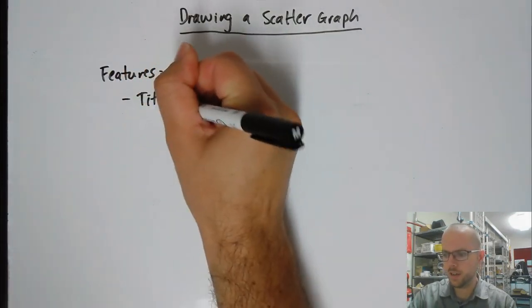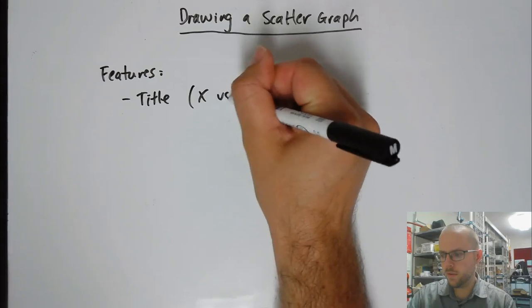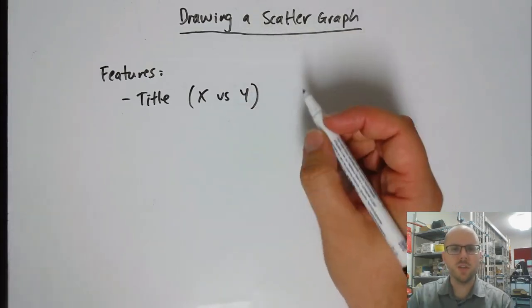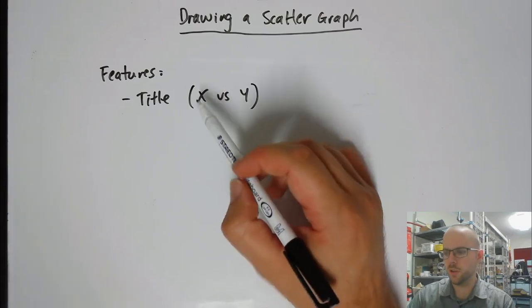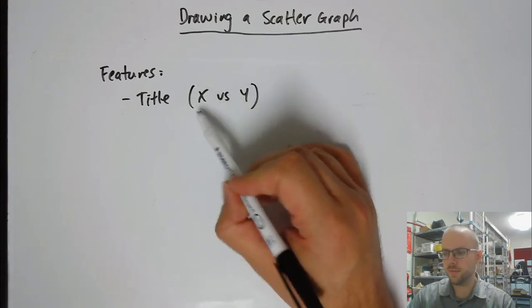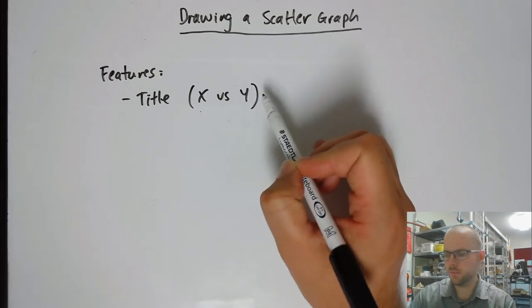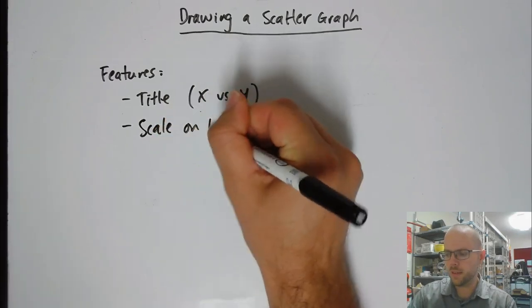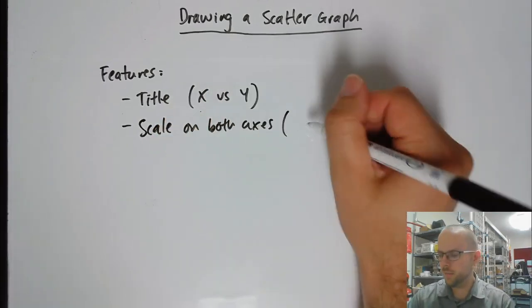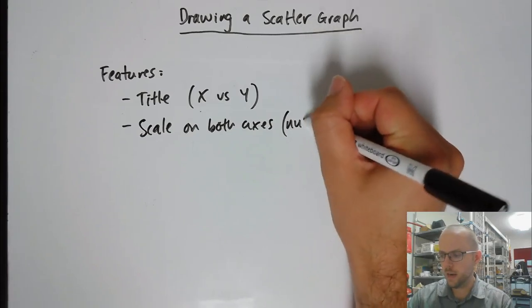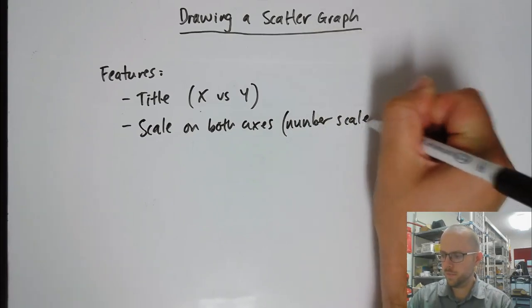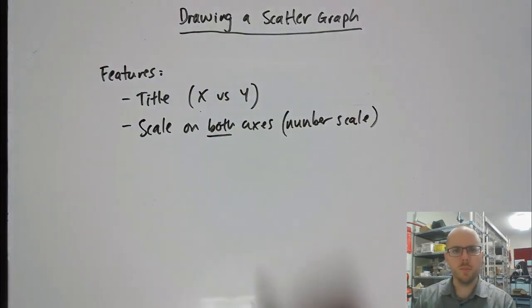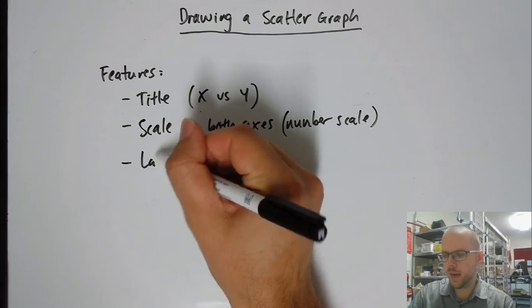It needs a title. Typically, the best titles refer to the two variables that you're graphing: the independent variable versus the dependent variable. We need to have a correct scale on both axes. Because we're talking about a scatter graph, we're talking about a number scale on both. That is measurements going across the bottom for our independent variable and measurements up the side for our dependent variable.